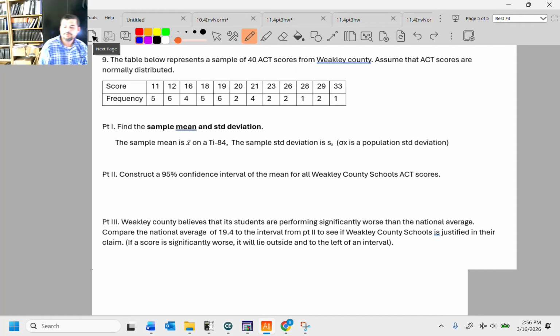Let's just do this one. The table below represents a sample of 40 ACT scores from Milbrath County. Assume that ACT scores are normally distributed.